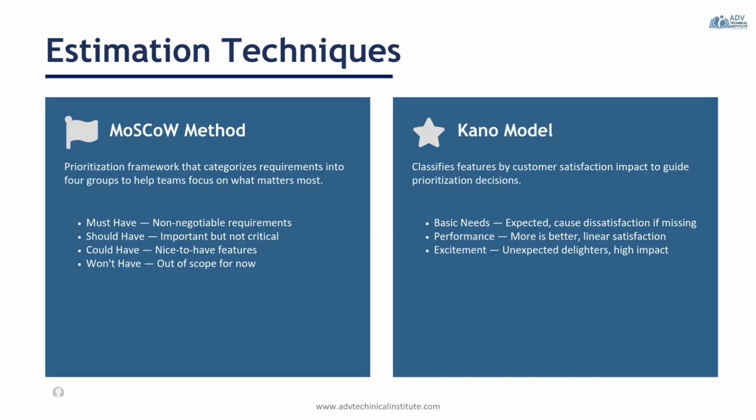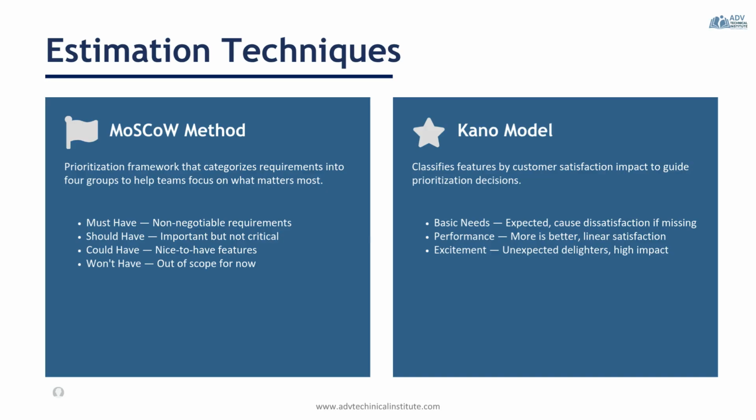The Kano model takes a different approach. By focusing on customer satisfaction, it helps teams understand which features will have the greatest impact on user experience. Basic needs are expected features. Customers may not notice them when they're present, but they will be dissatisfied if they're missing. For our banking app, secure account access would be a basic need.